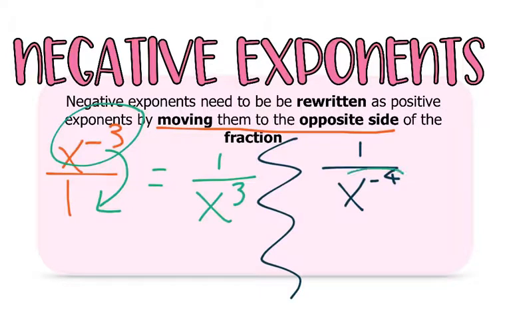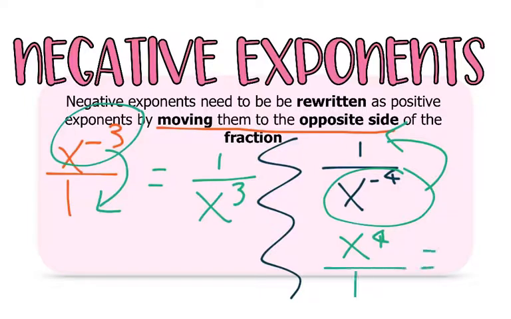Well, we can make it positive by taking this whole thing and moving it up to the top. So if it's in the top, you bring it to the bottom. If it's in the bottom, you bring it up to the top. If I bring it up to the top, there's nothing left in the bottom. So you could either write it as over 1, or you could just leave it as plain old x to the 4th. Okay? So, if you have negative exponents, you move them to the opposite side of the fraction, and that will make them positive.